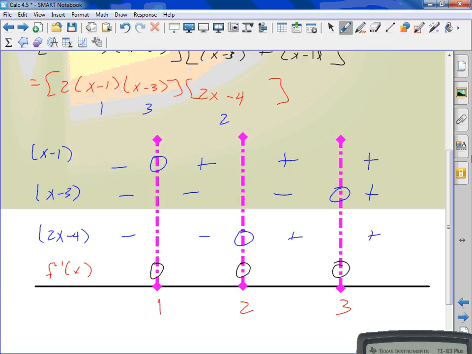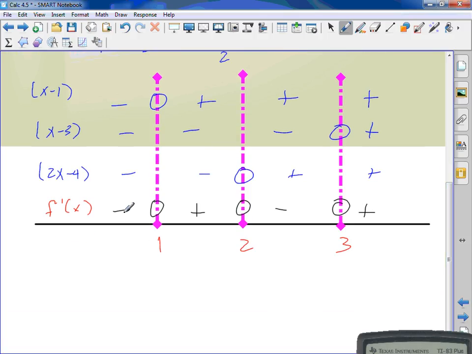Now I just multiply straight down. Negative times a negative times a negative is negative. Positive times a negative times a negative is positive. Positive, negative, positive. This means my graph goes down. This means goes up. That means down. That means up.